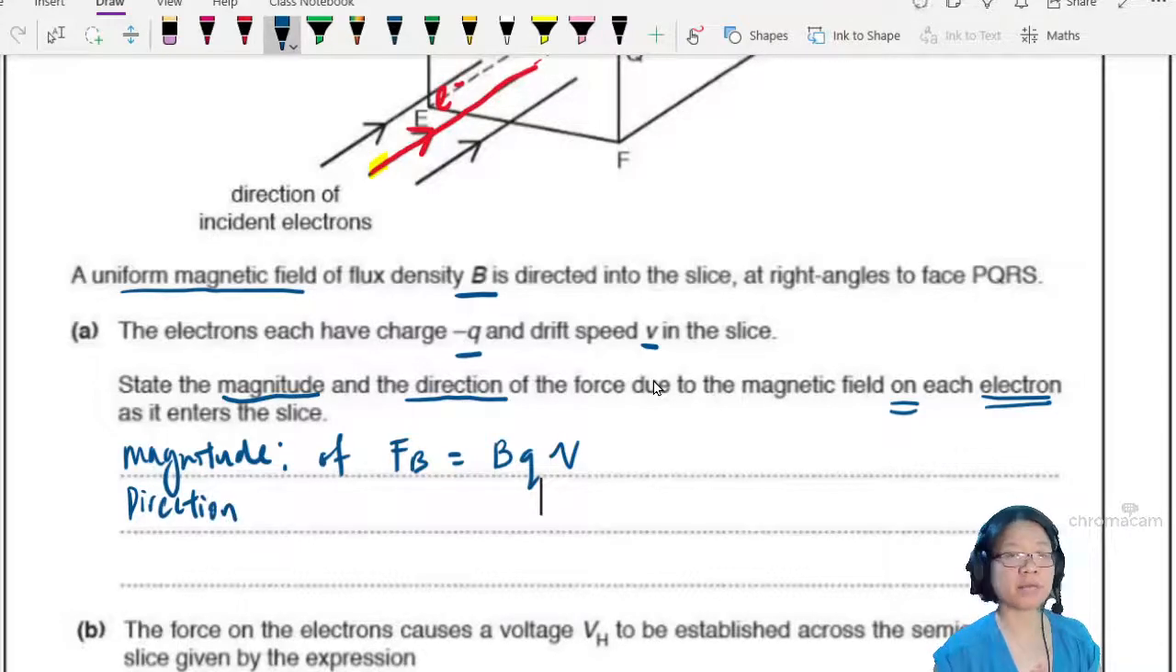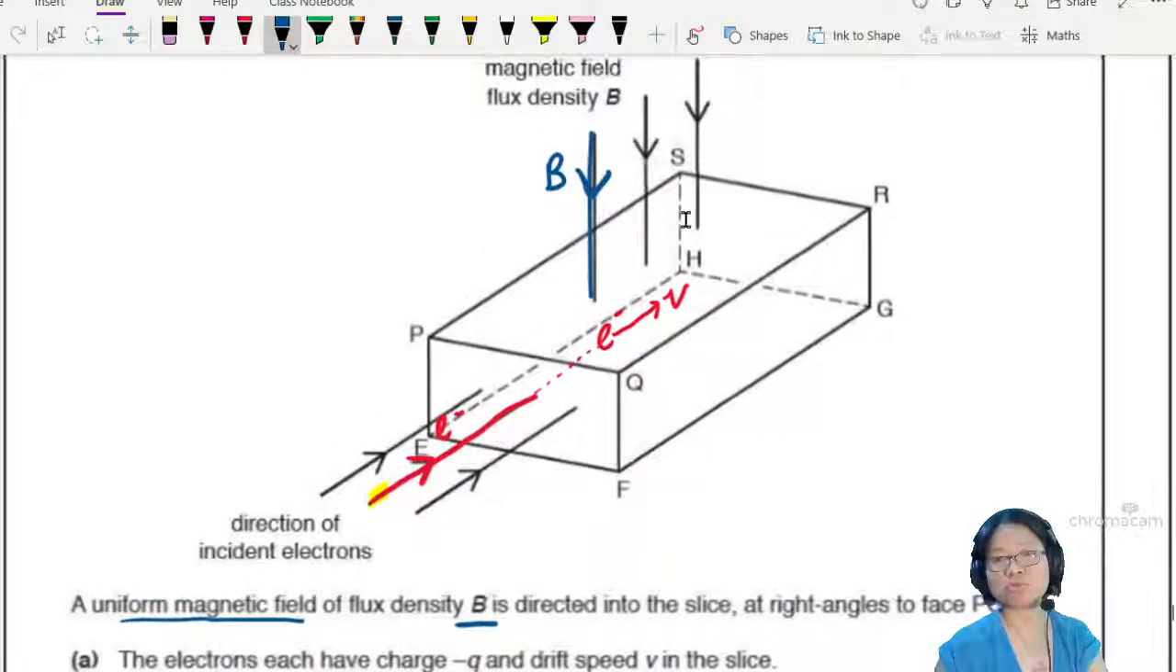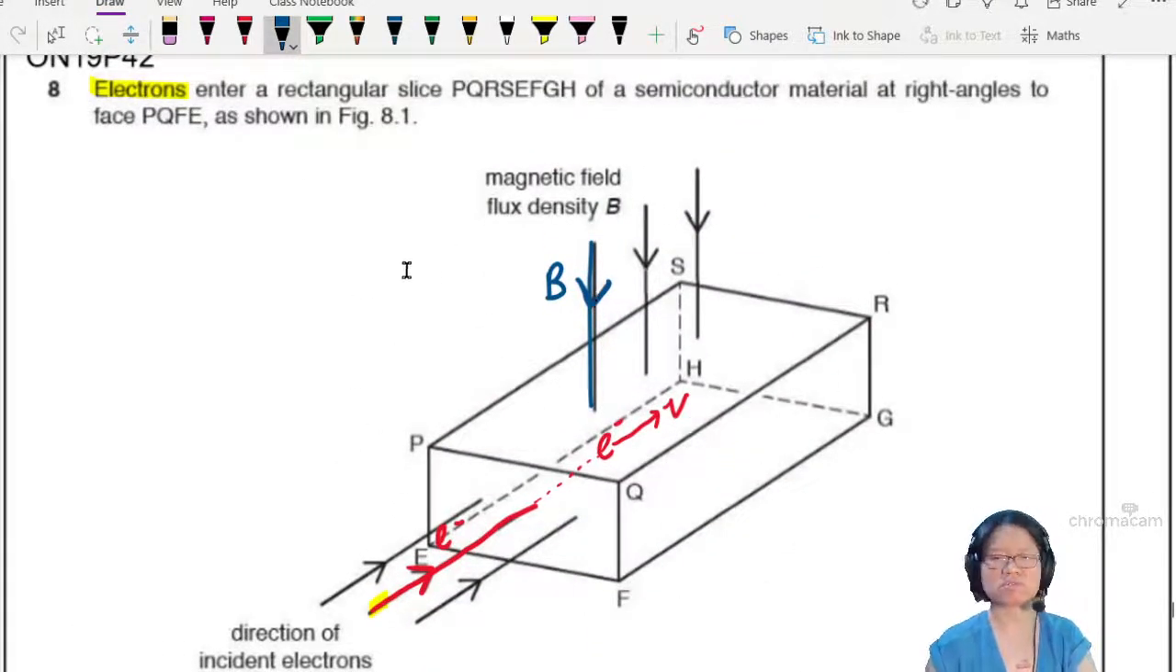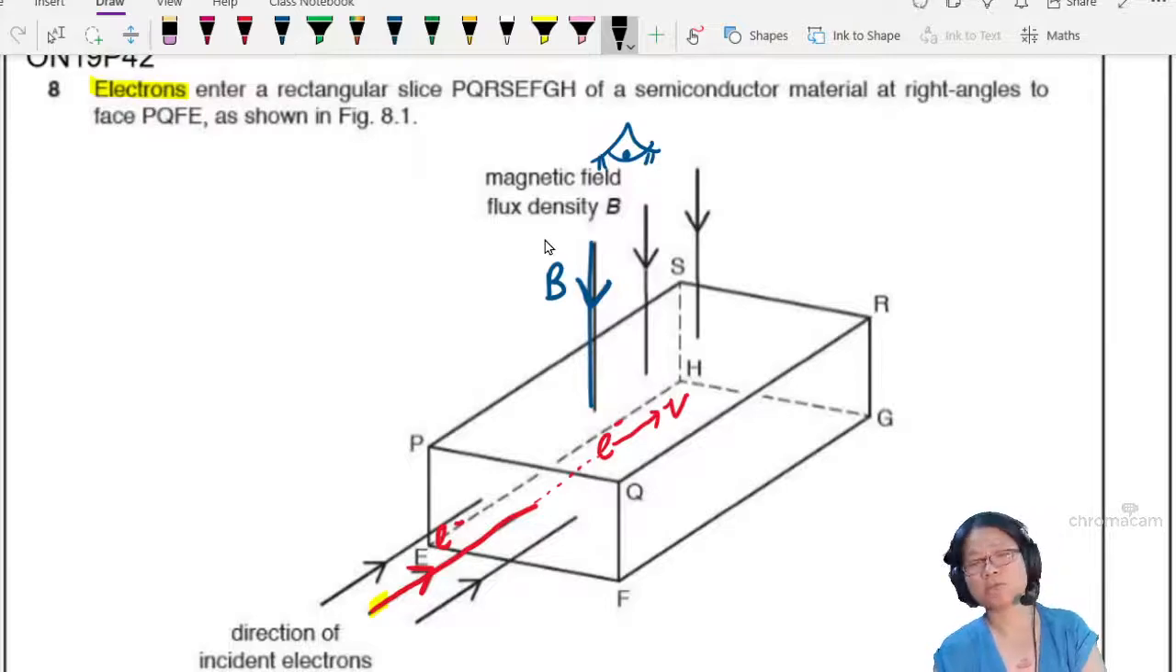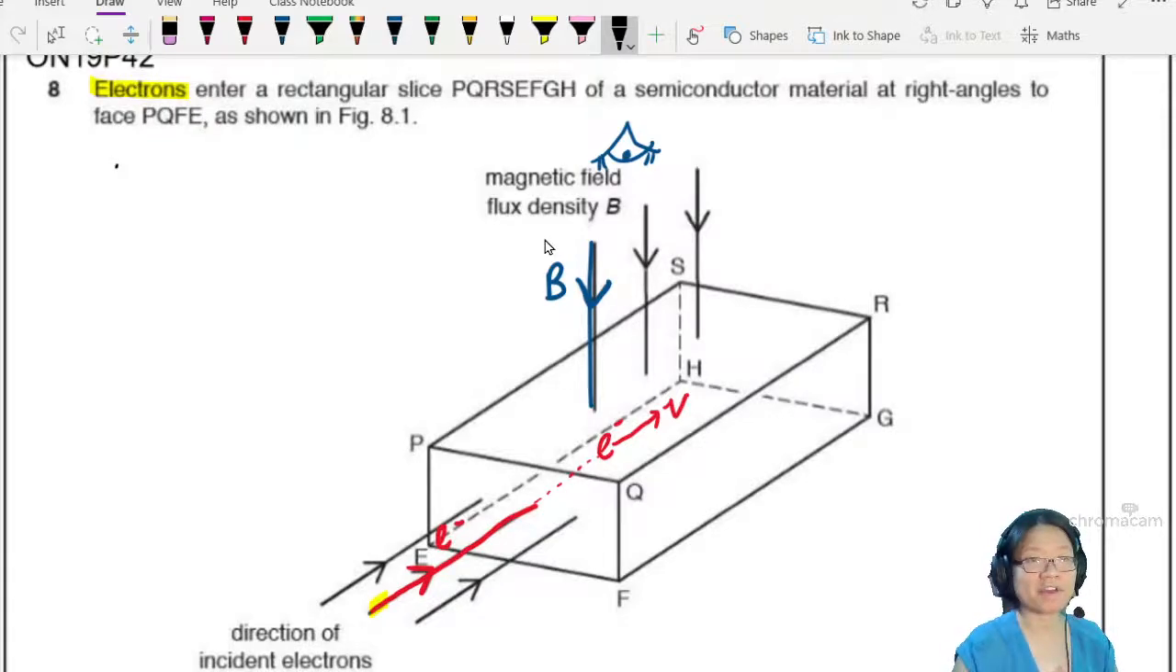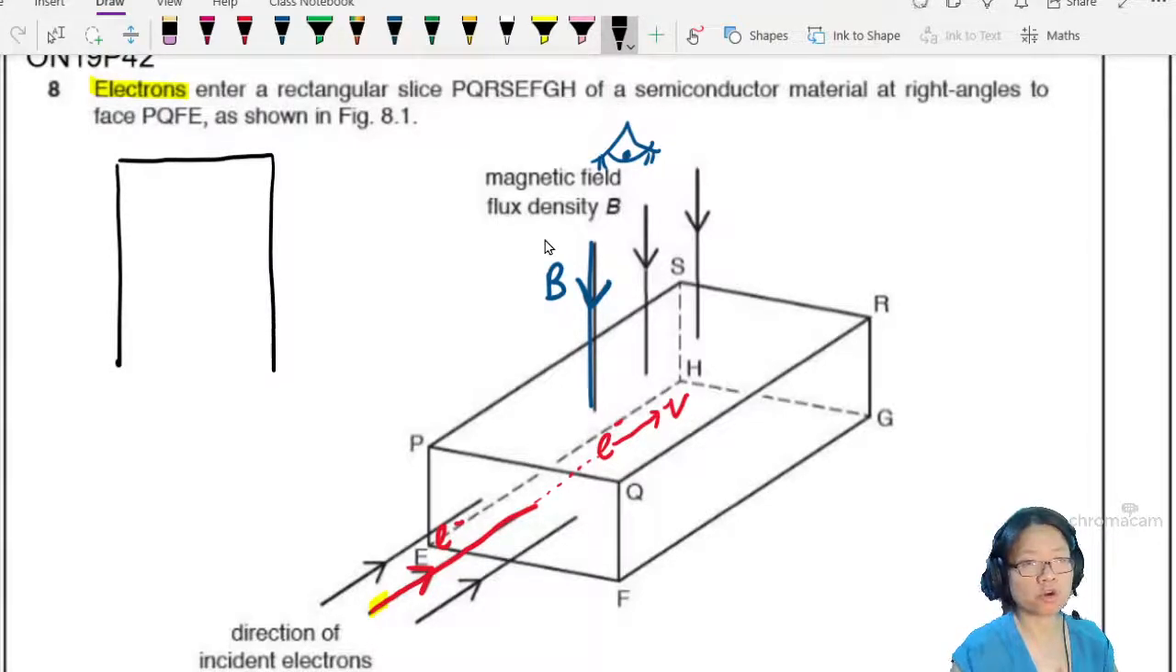Sometimes it might be a bit hard to visualize a 3D drawing of this. If you're not okay with this, I will give you another tip. You could draw a top view from this direction. Basically, you draw a 2D diagram, which is easier for you to think about how your Fleming's left hand will look when you want to decide which direction the force is acting. So I'm going to draw a top view of this slice.